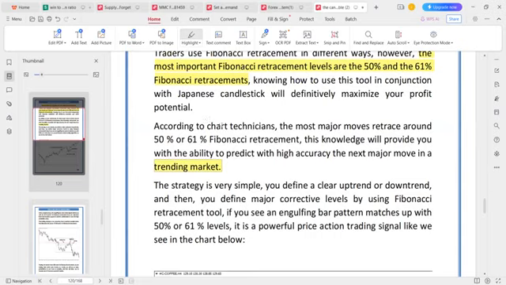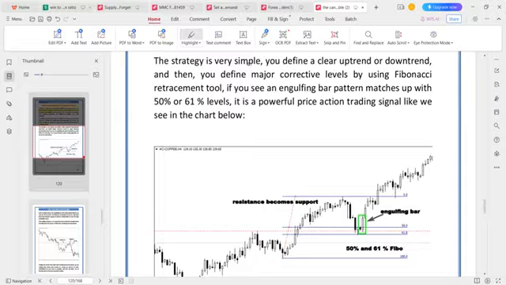According to chart technicians, the most major moves retrace around 50% or 61% FIB retracement. This knowledge will provide you with ability to predict with high accuracy the next major move in a trending market. The strategy is very simple. You define a clear uptrend or downtrend, and then you define major corrective levels by using the Fibonacci retracement tool. If you see an engulfing bar pattern matching up with the 50 or 61% levels, it is a powerful price action trading signal, like we see in the chart below.